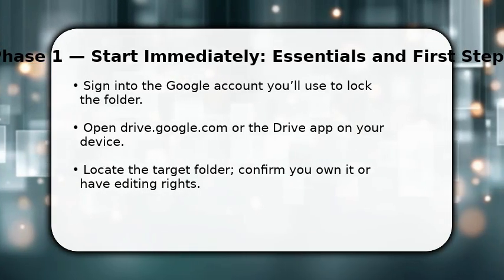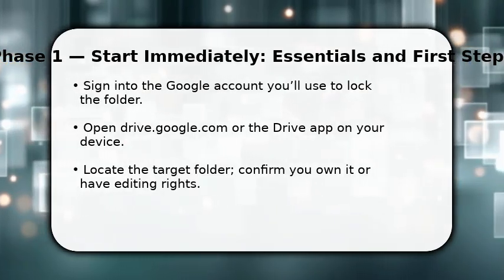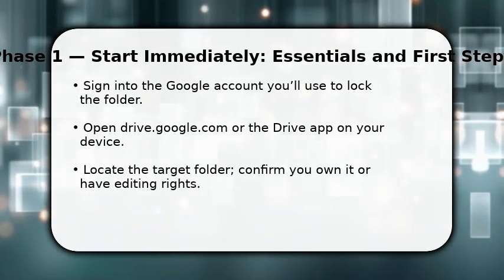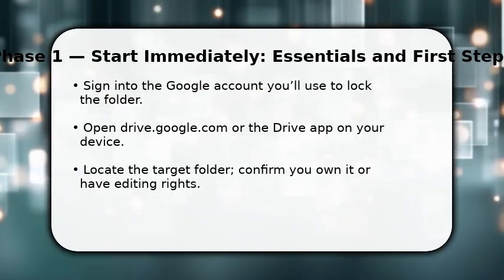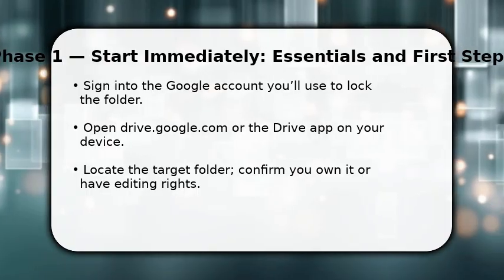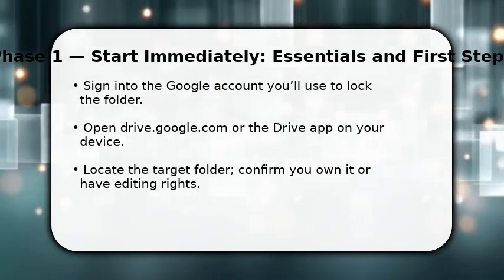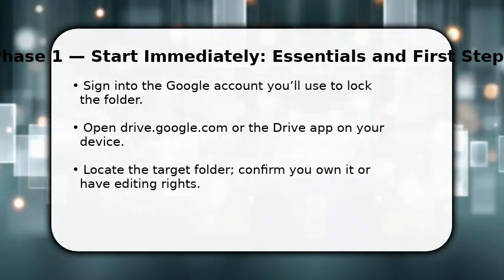You're signed in and ready, so start by opening Google Drive on the web or app. Find the folder you intend to restrict. Make sure you own it or have editor access because only owners can change sharing. Once located, right-click or tap the three dots beside it to open the menu. This first step gets you into the sharing flow quickly, and it ensures you won't hit permission roadblocks later.